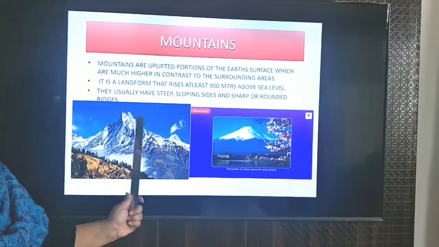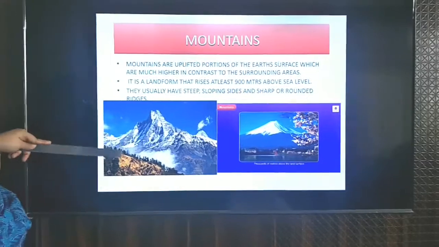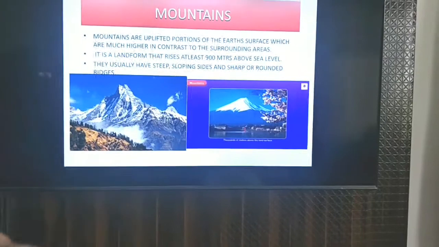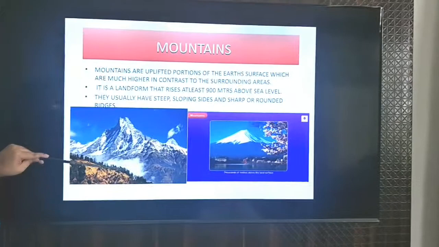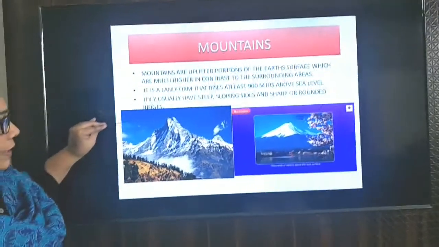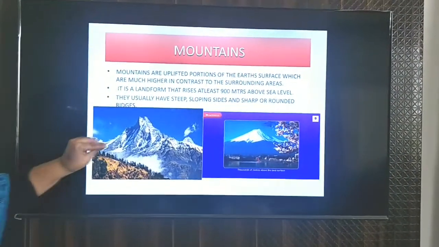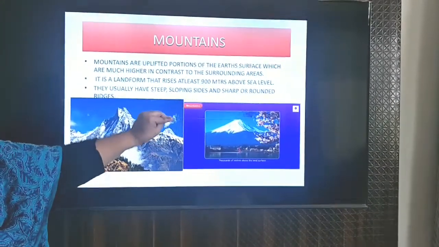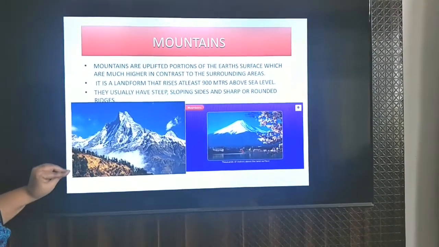Let's see the picture of the mountain. It is raised upwards. So what are mountains? Mountains are the uplifted portions of the Earth's surface which are much higher in contrast to the surrounding areas. See, it is higher compared to the ground level, and it is a landform that rises at least 900 meters above the sea level. The uplifted portions of the Earth are mountains.